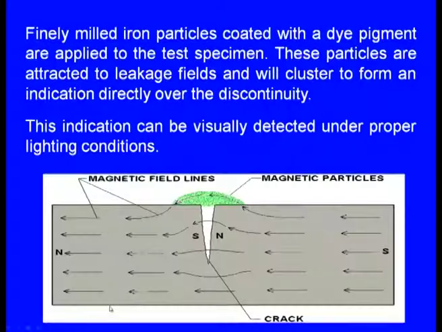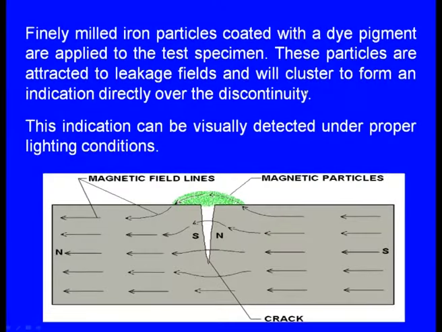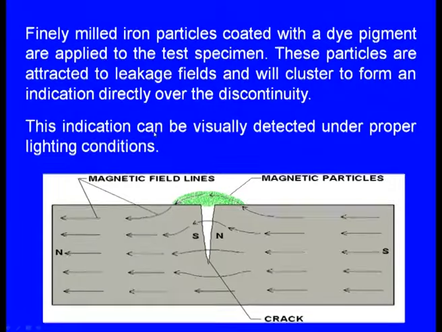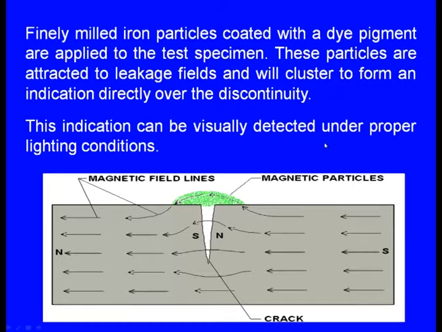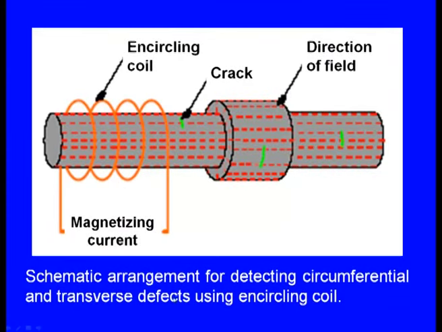But where there is a discontinuity, there also this iron powder will be attracted. These particles are attracted to leakage fields and will cluster to form an indication directly over the discontinuity. Here we can see again iron powder is sticking where there is a discontinuity. This indication can be visually detected under proper lighting conditions. And this is the schematic arrangement for detecting longitudinal defects using current flow through the component. Next one, schematic arrangement for detecting circumferential and transverse defects using an encircling coil.